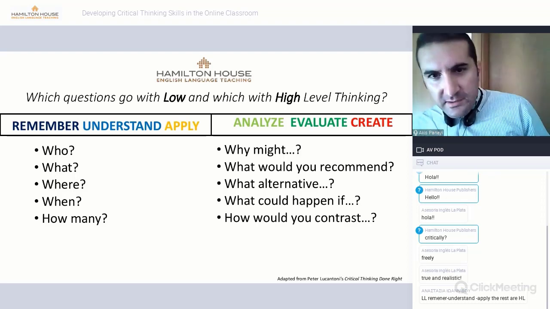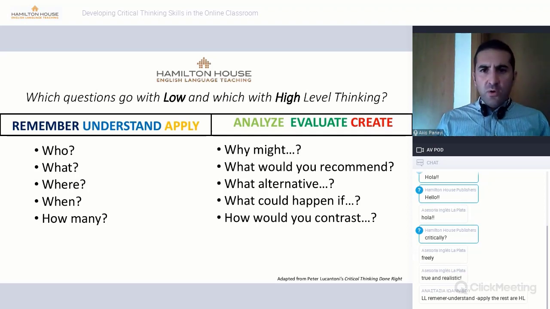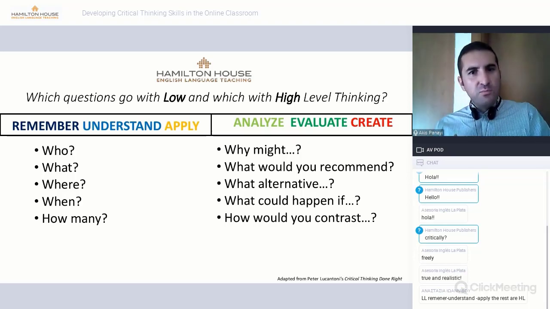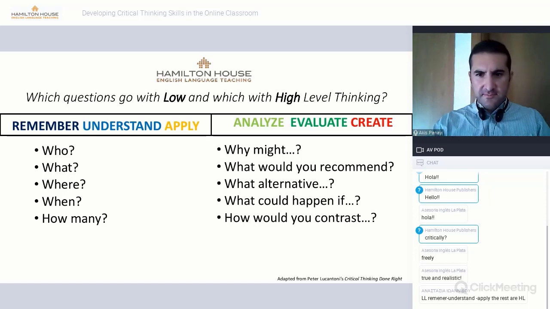And with the high-level thinking skills, this is where we want to check and challenge them a little bit more. So we ask questions like, why might this happen? Or what would you recommend in this situation? Or what alternative? And so on and so forth. What could happen if? How would you contrast this with that? And that's where we challenge their brain a bit more. But first, we should start with the questions in the first column, who, what, where, and then move on to the high-level thinking questions.